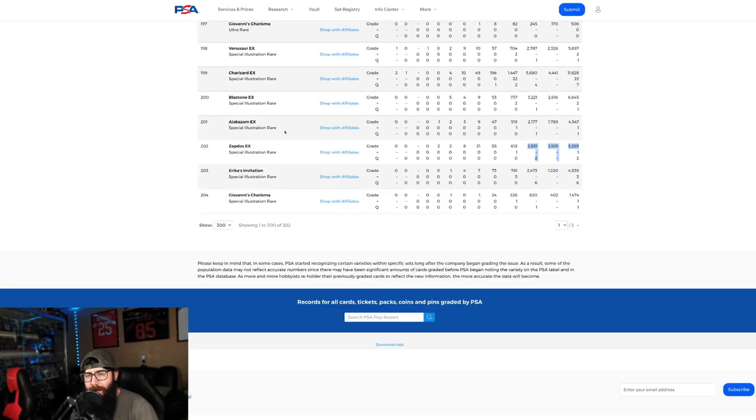If we look at the pop report on it right here, you guys can see we get 5,300 graded and 2,100 tens. So it's a little tough to grade. It's not super easy. So yeah, it is highly graded. It's nowhere near the Charizard with 11,000 copies graded, but popular Pokemon. I still think that's an underrated card.